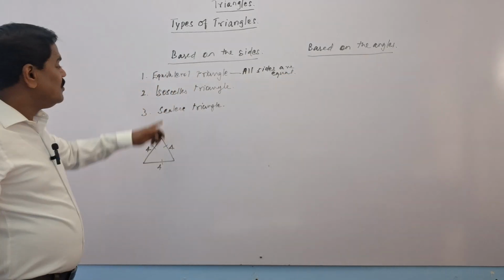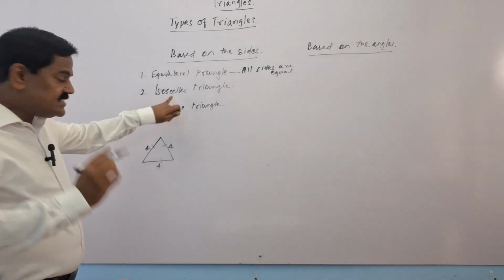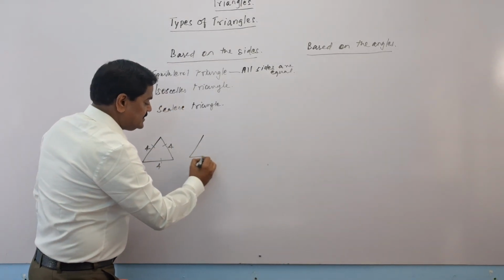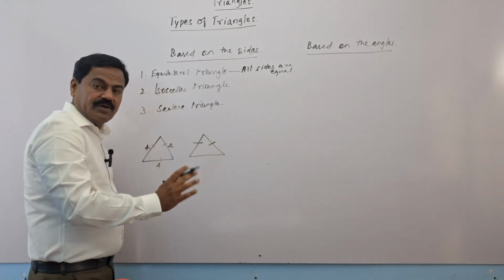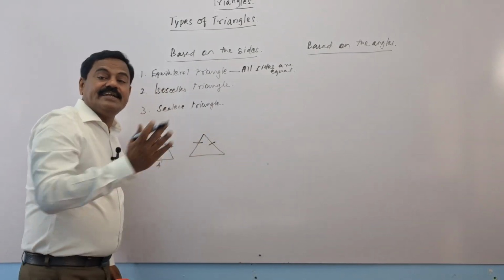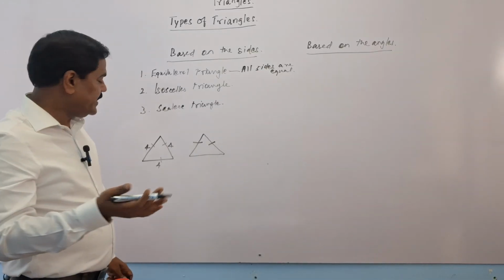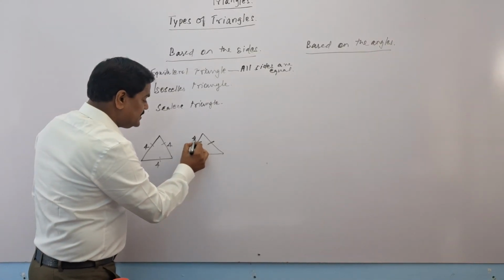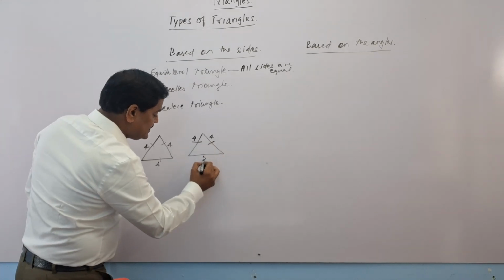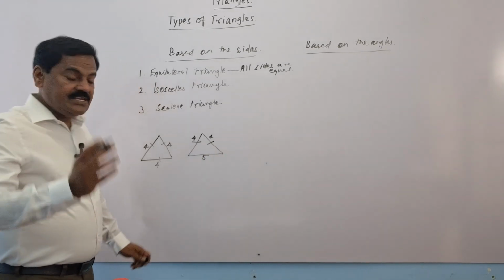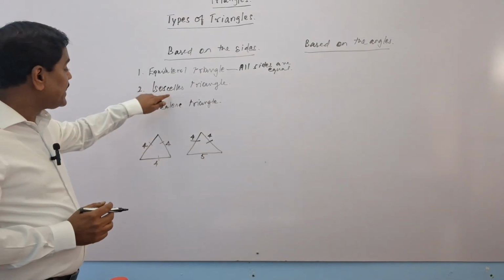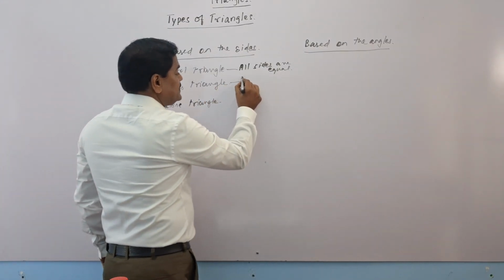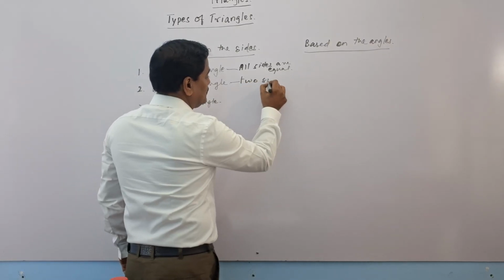Right, students? For an isosceles triangle, you can see here this side and this side are equal. This is a different measurement. Right? For example, this is 4 centimeter, this is 4 centimeter, and this is 5 centimeter, which means two sides are equal. So for an isosceles triangle, two sides are equal.